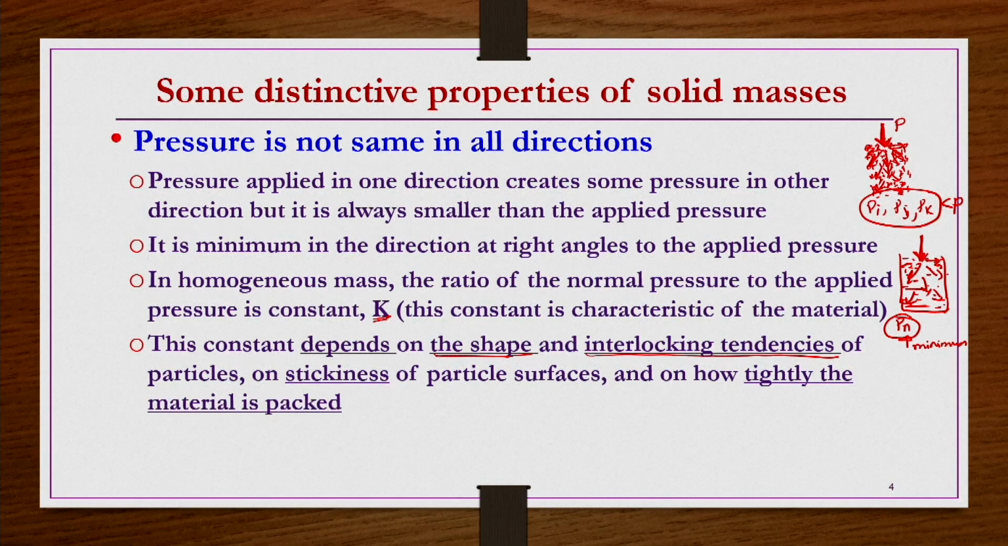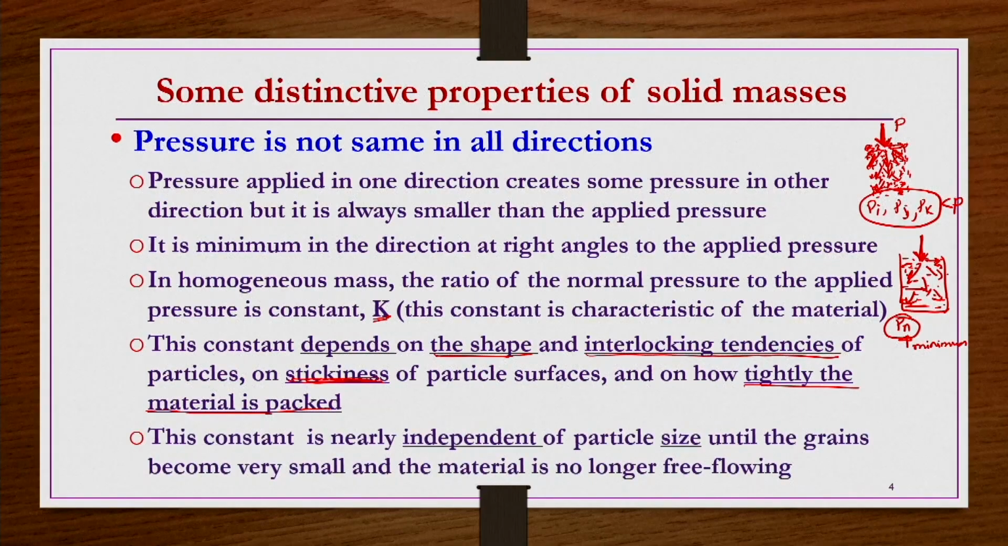So, some kinds of materials are needle-like, and they can easily interlock. If you have almost rounded, ground particles, then they may have less tendency to interlock, right. And then stickiness of the particles is also a very important factor that is affecting this constant K. And then how tightly the material is packed, that is also going to be a very important factor, and it is going to have an effect on K. So, K depends on the shape and interlocking tendency of the particles, stickiness of the particles, and how tightly the material is packed. This constant is nearly independent of particle size.